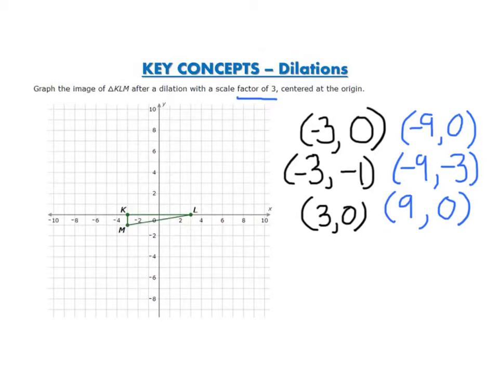Now I'm going to plot those points, and you'll see that I'm going to get the same shape, only it's going to be 3 times bigger. So I'm going to go to -9, 0. There that is, -9, -3, and 9, 0. And when I connect the dots, it is dilated with a scale factor of 3, centered at the origin.